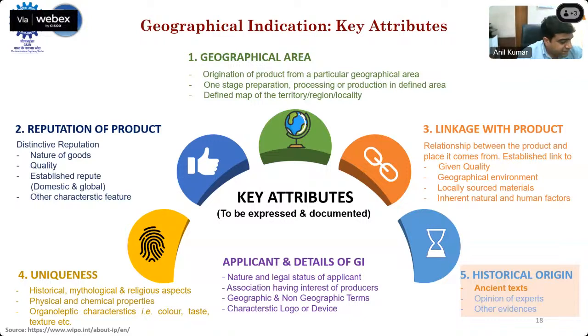Another thing is the reputation of the product. So that product must have a specific nature. In terms of reputation, we can say that it has a specific quality, or it must have an established repute. And this reputation must be linked to the product originating in that geographical area. So we'll share the slide. You can go through the specific elements afterwards also.